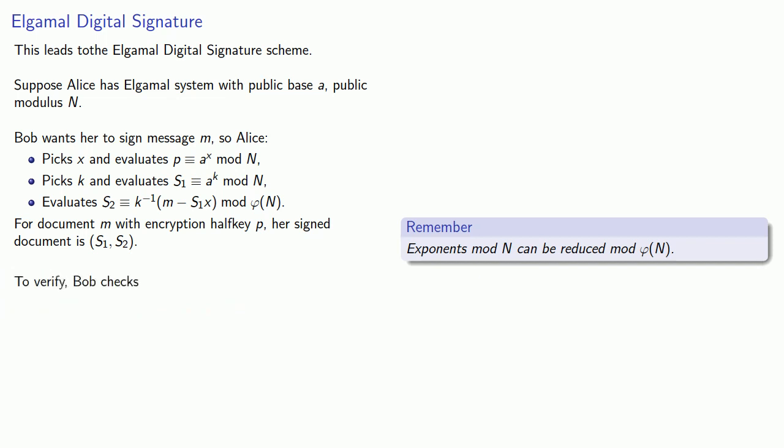And to verify this, Bob checks first V congruent to P to the power S1, S1 to the power S2 mod N, and also W congruent to A to the power M mod N. If V is equal to W, then the message is genuine and legitimately signed.